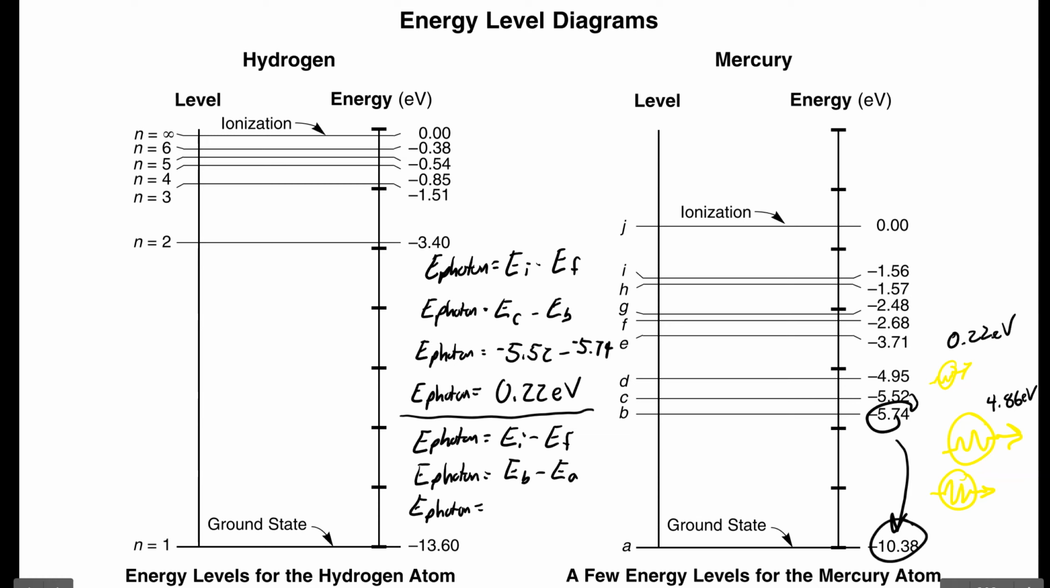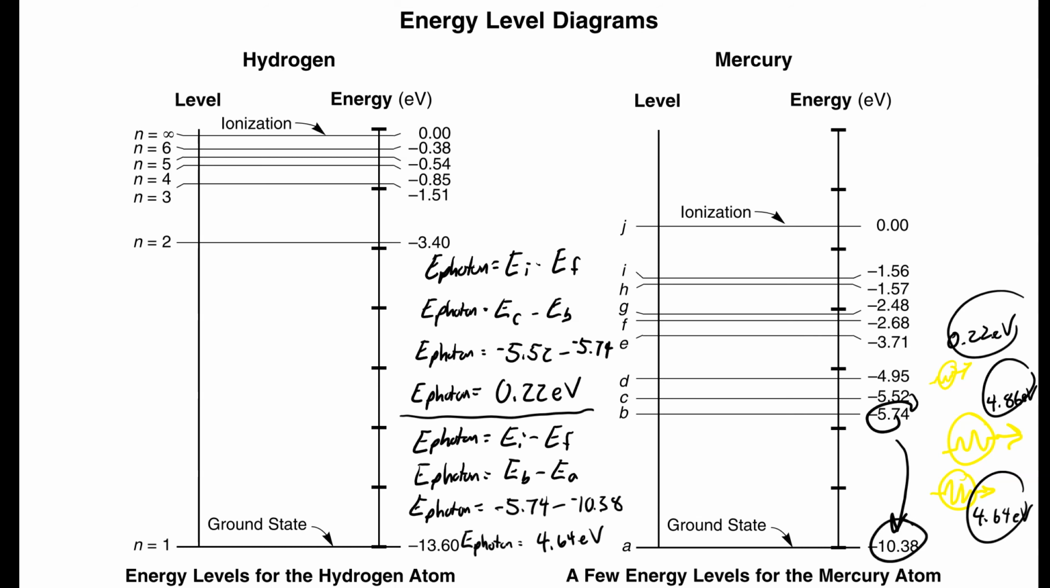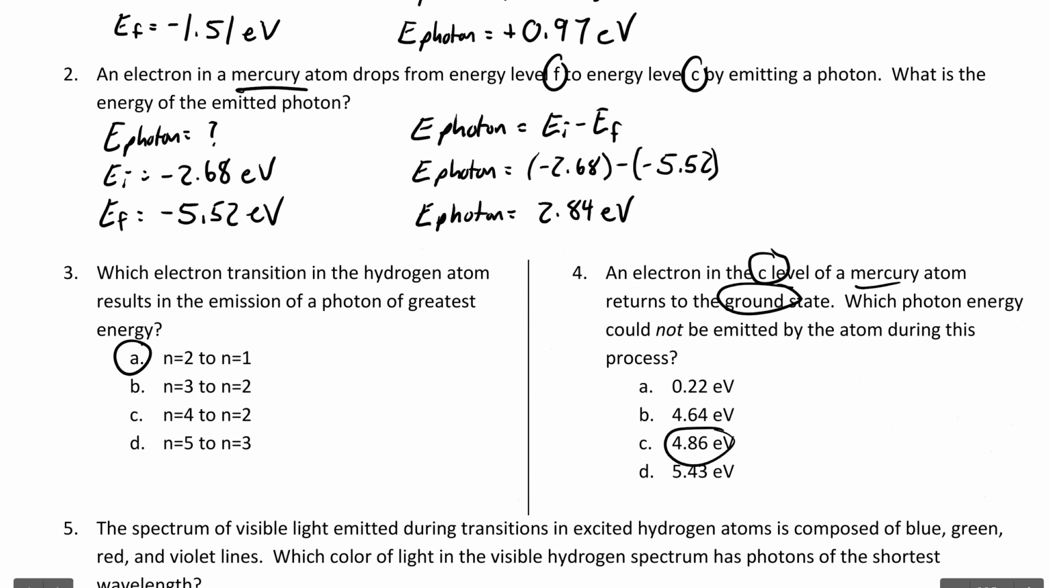So we're going from B to A, negative 5.74 minus negative 10.38. And this medium-sized, really it's not a different size, it's just a different amount of energy. This medium energy photon is 4.64 electron volts over here. So these are the 3 photons that could be emitted as you go from C to A. Which one is not there? Let's see. Okay, so here are our friends from before. This was from C to the ground level, and then we could take the pit stop from C to B, and then B to A. The one that's not there, choice D.